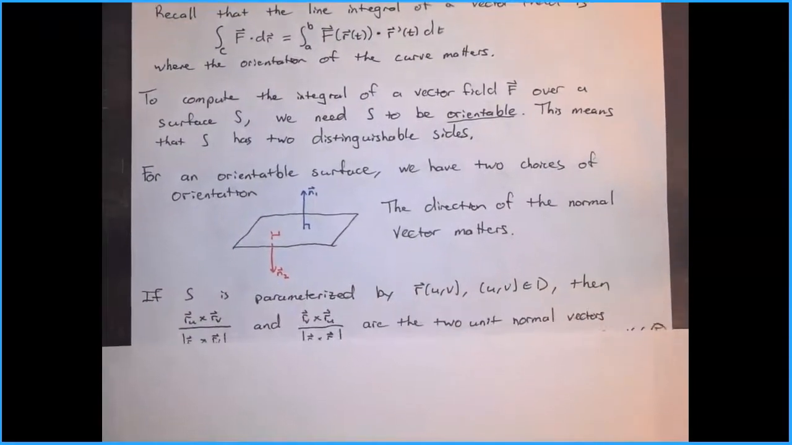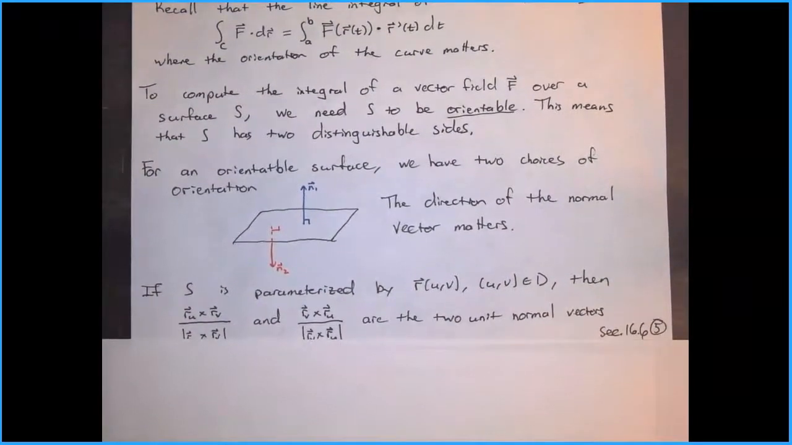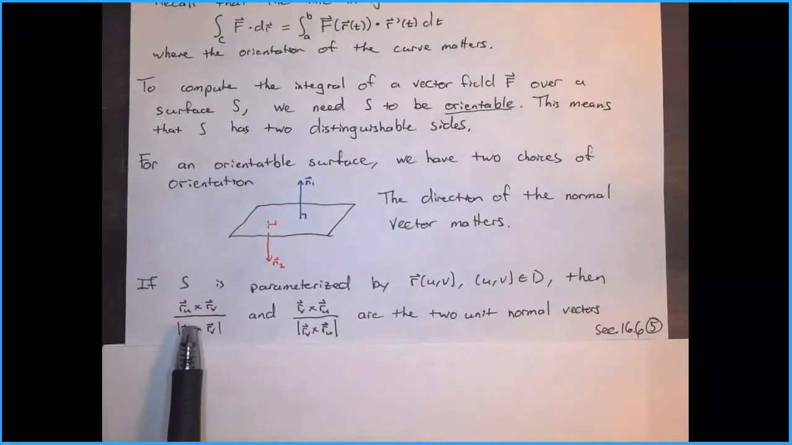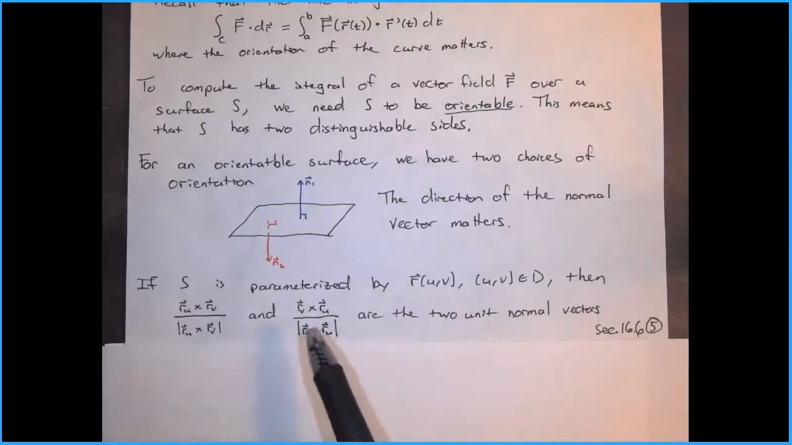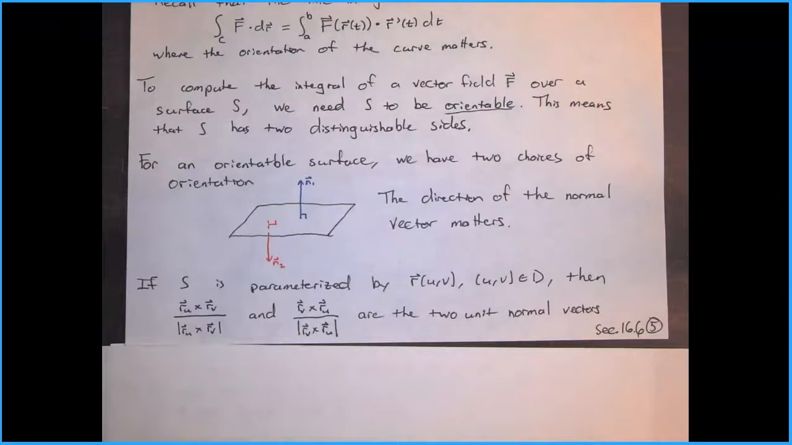Now, if we have a parameterization for our surface, some function r(u,v), where u and v are our parameters, then the two unit normal vectors are given by the partial derivative of r with respect to u crossed with the partial derivative of r with respect to v divided by the magnitude of that cross product, or the partial derivative of r with respect to v crossed with the partial derivative of r with respect to u divided by the magnitude of that cross product. So these are unit vectors, and they're going in opposite directions. Remember that if you switch the order of a cross product, all you're really doing is multiplying by -1. So these are two normal vectors pointing opposite directions. So we're going to need to know which one of those to pick.